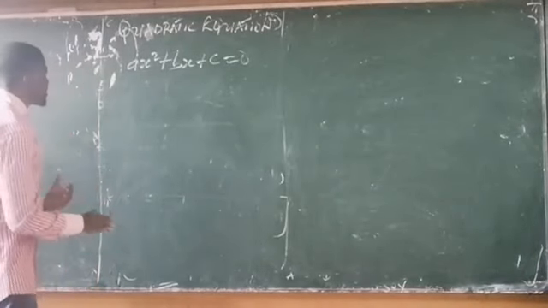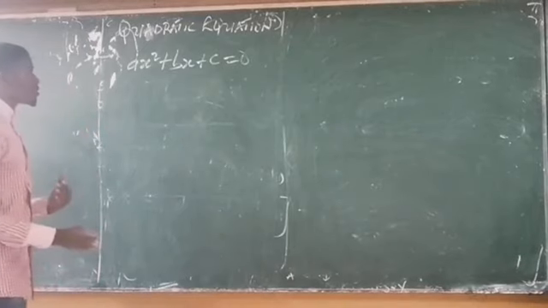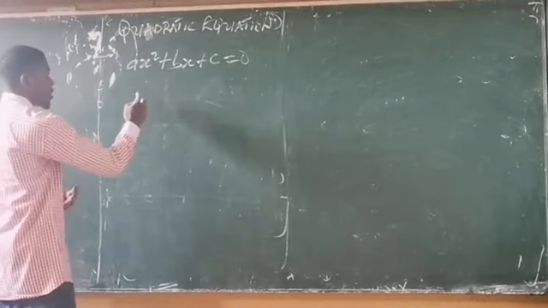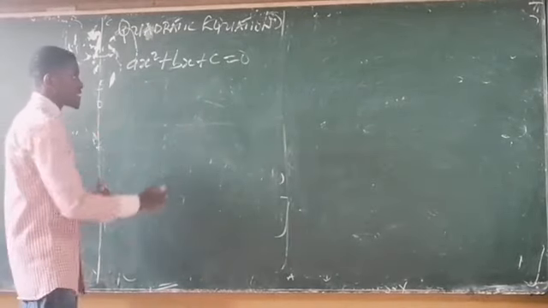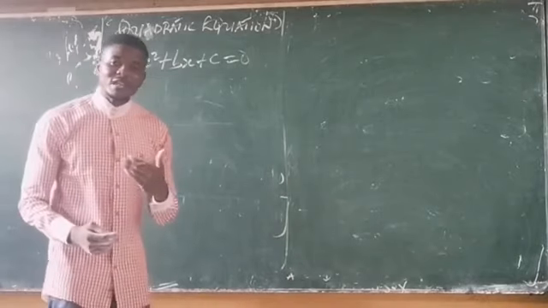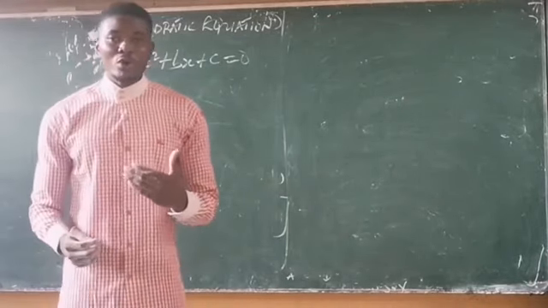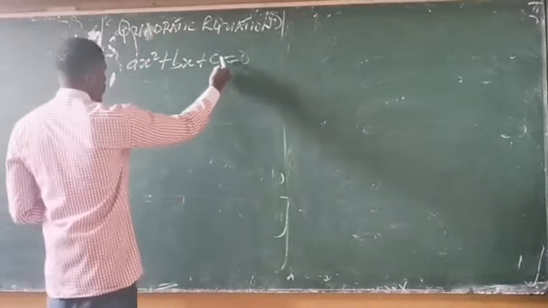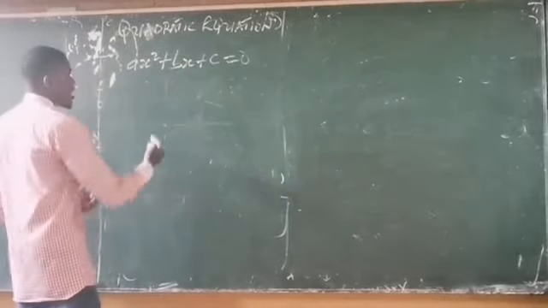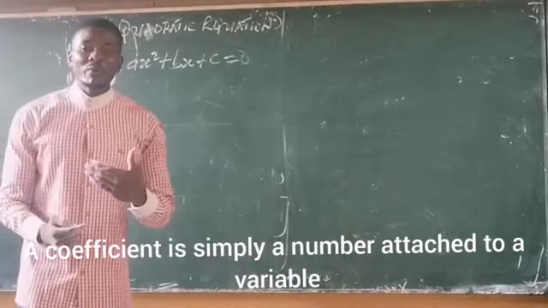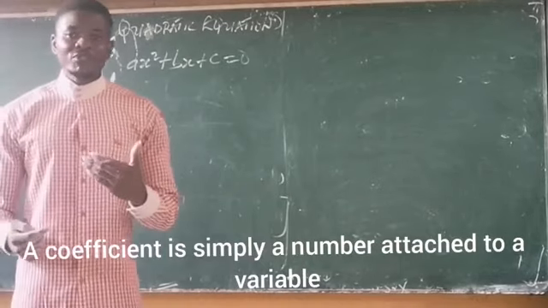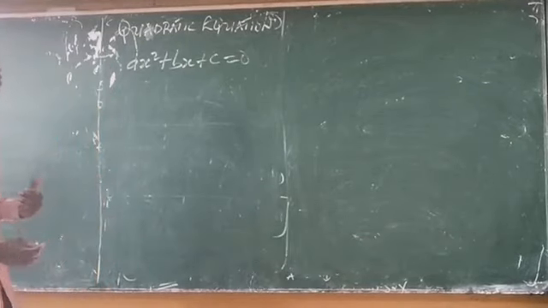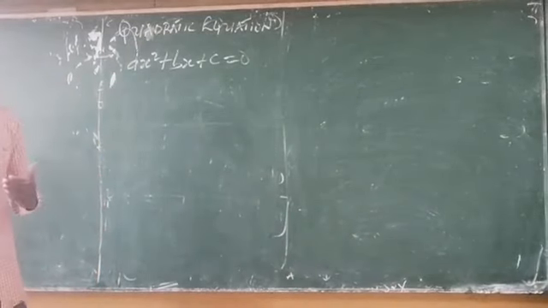Okay? In this case, a, b, and c are all values or constants. A is the coefficient of x squared, b is the coefficient of x, while c is called the constant term in a quadratic equation because it is not attached to any variable. C is not attached to any variable, so we call it a constant term. A and B are coefficients. A coefficient is simply a number that is attached to a variable. Okay, so this is how the general format of a quadratic equation looks like.